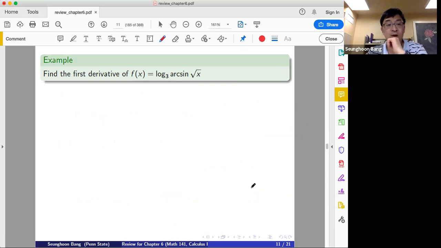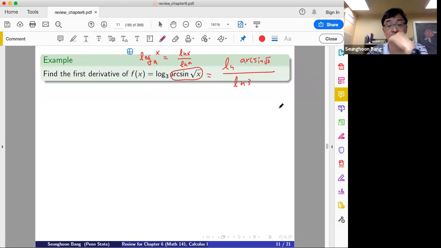The next problem. Find the first derivative of f of x equals log arcsine of root x with base 3. What's the best way for solving this problem? First, you can use this rule. Do you know this one? The log of x with base a is always better changed to ln of x over ln of a. So you can change it to ln of arcsine of root x over ln of 3. You can change it like this.